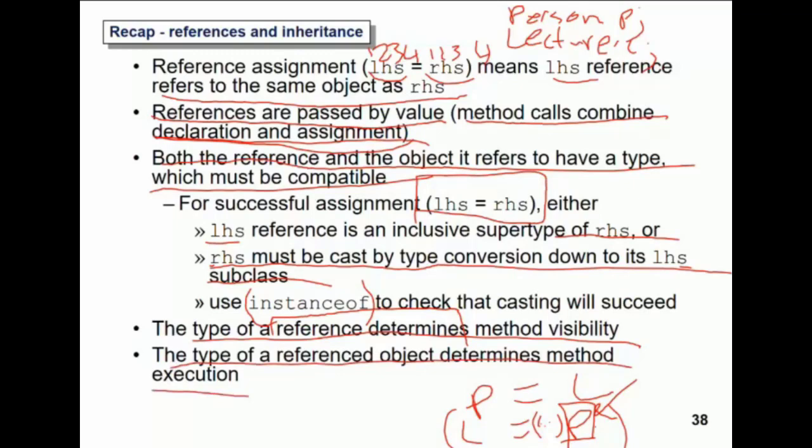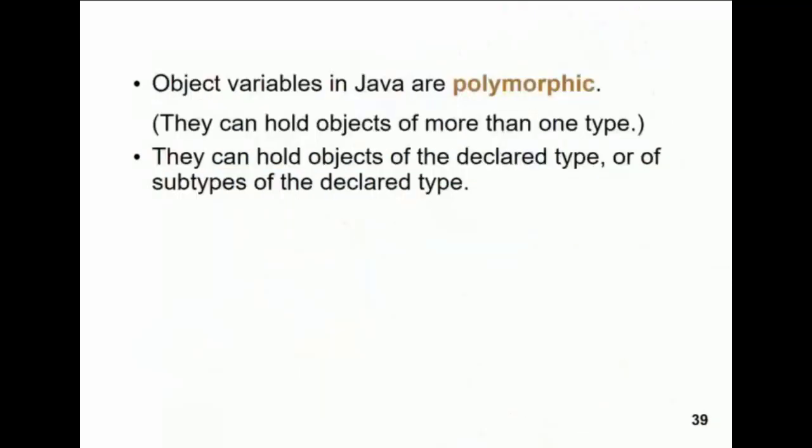So if there's the same method within the person and the student, and you say p.getAge, then the method that's within the object type is the one that gets executed. So that gets decided at runtime. Yeah. So because you have all this flexibility, we say that object variables in Java are polymorphic.